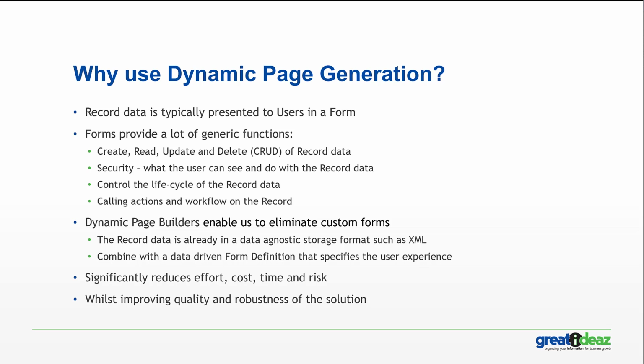The other thing we need to consider from a user experience perspective is security. So the questions there are related to what users can see and do with the record data that we have on display. And we also want to look at the life cycle of record data. What is the life cycle of a record? When we're looking, for example, at a customer order, we might have the order in a draft state, a submitted state, an approved state, a fulfillment state, and a completed state.